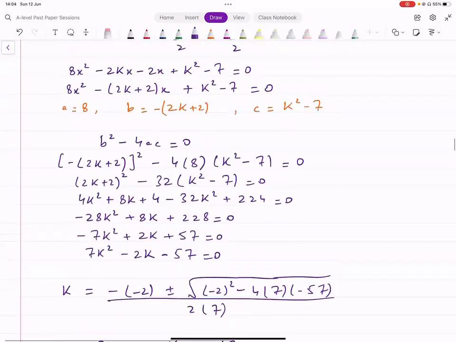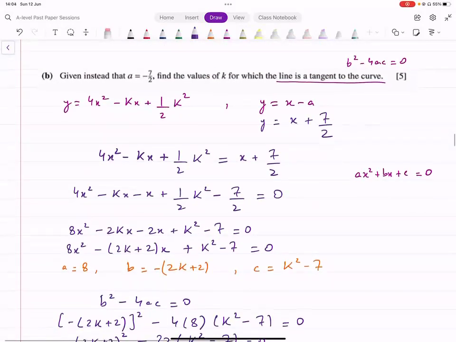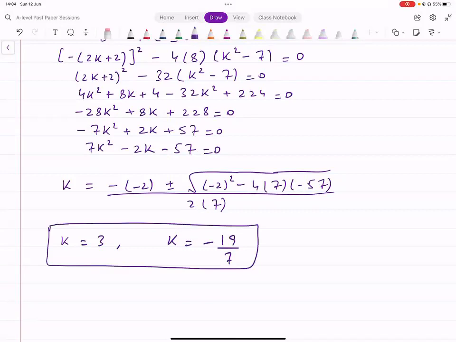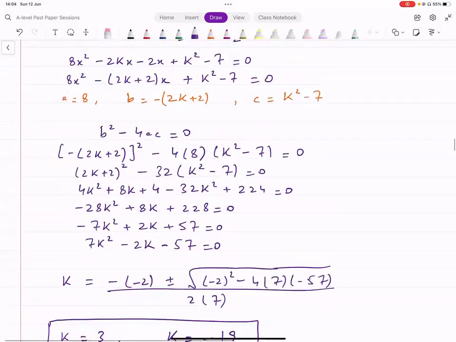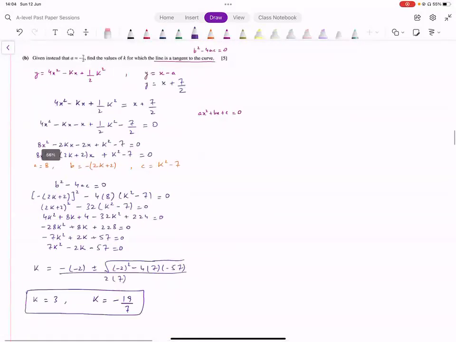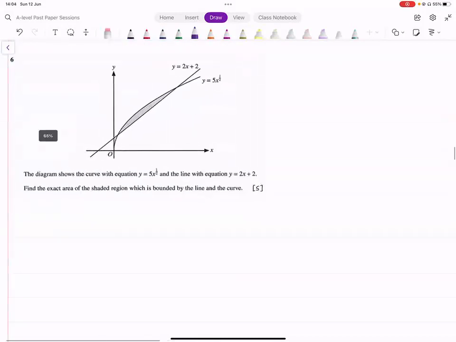Let's see if there was any restriction on the values of k. So it says values of k. That means you were supposed to have multiple answers. We have multiple answers here, and that should be okay. So k equals 3 and k equals -19/7. That's your final result in this part. Okay, so that was part B here. All right, let's move on.